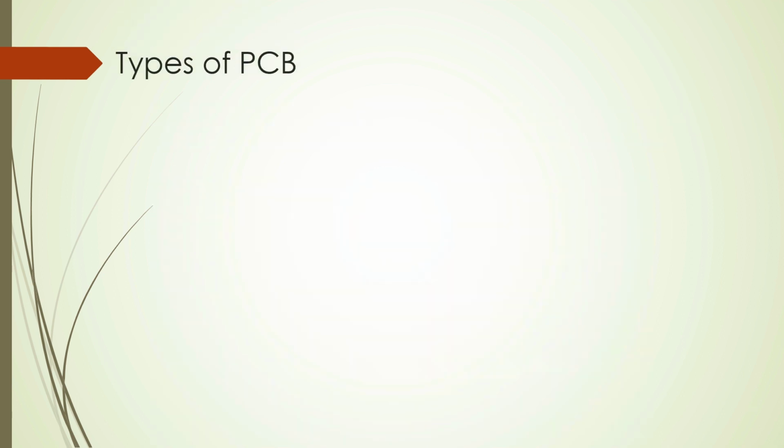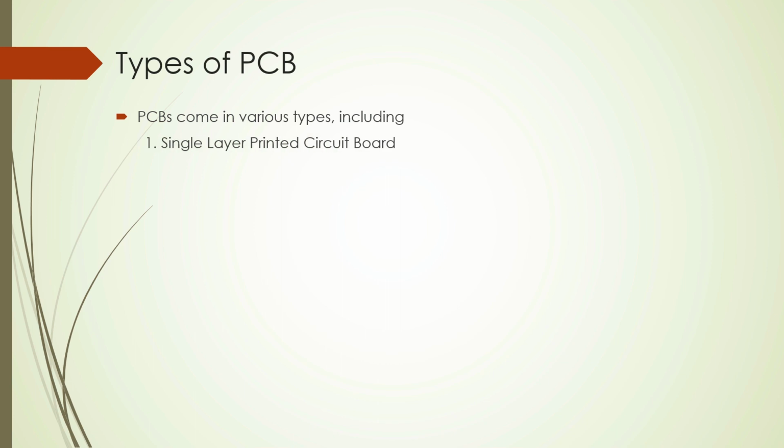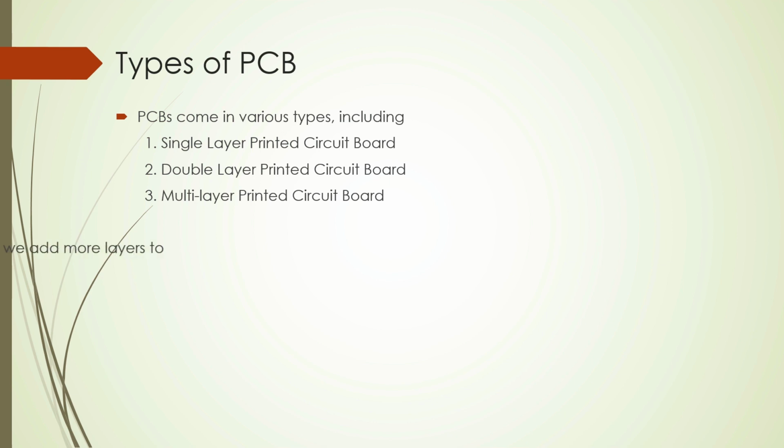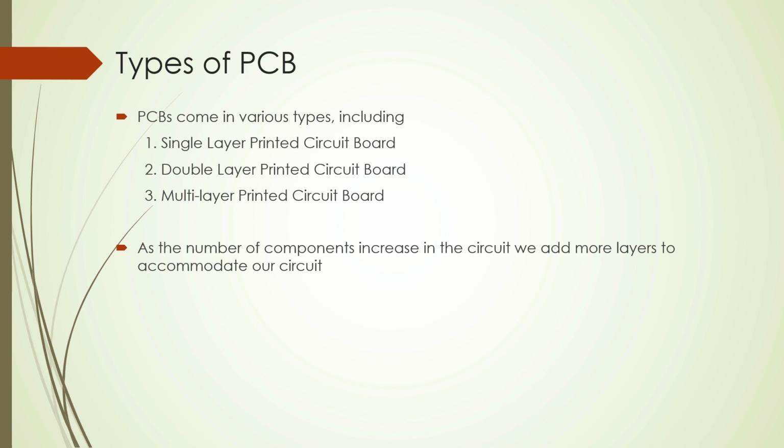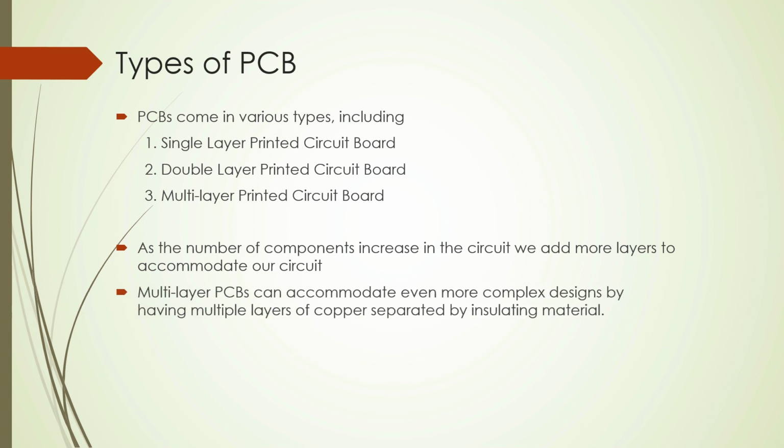Next, we will discuss types of PCBs. PCBs come in various types, including single-layer printed circuit boards, double-layer printed circuit boards, and multi-layer printed circuit boards. As the number of components increases in the circuit, we add more layers to accommodate our circuit. Multi-layer PCBs can accommodate even more complex designs by having multiple layers of copper separated by insulating material.